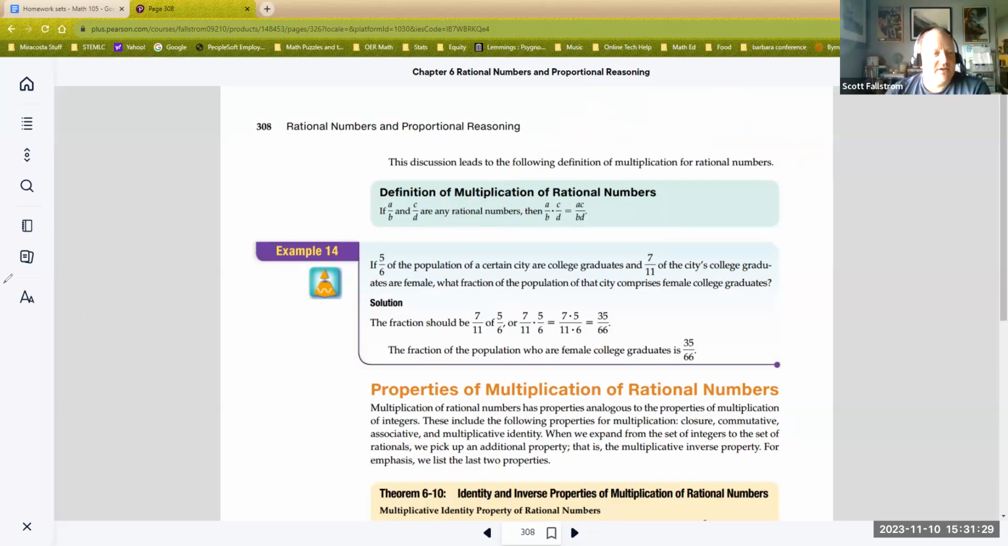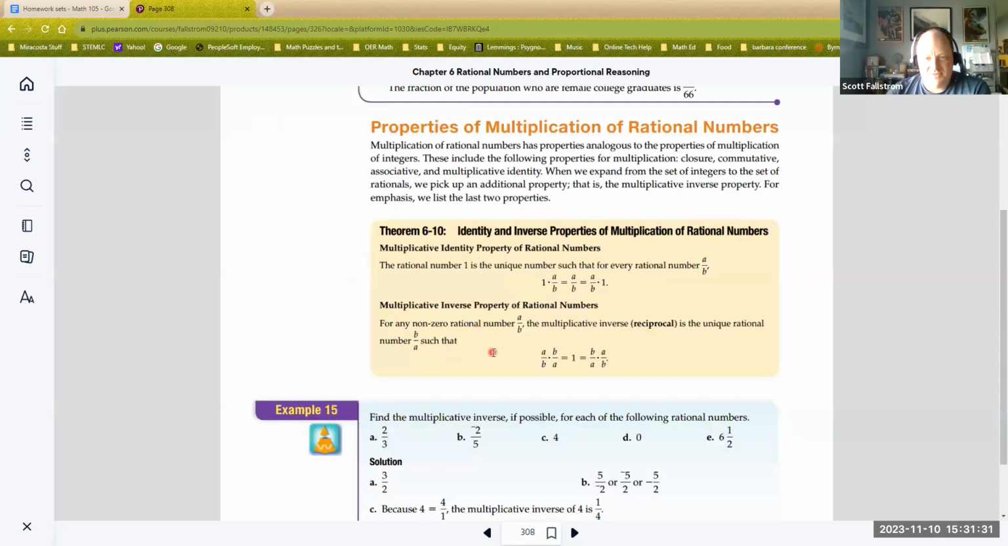All right, let's go down and take a look at some of the properties here. So what properties do we get? Well, it's basically like multiplication of integers. So you get closure, commutativity, associativity, multiplicative identity. And when you expand to the set of rationals, we pick up an additional property. And this is the property called the multiplicative inverse property. So when you have a fraction, let's go back. Let's do integers because this is the first time we saw this property. What is the additive identity?